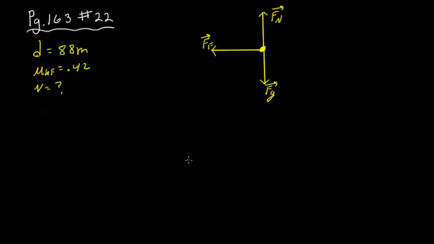So I've already kind of drawn the scenario for number 22 here just for the sake of time, but let's go ahead and read the problem. At an accident scene on a level road, investigators measure a car's skid mark to be 88 meters long. The accident occurred on a rainy day and the coefficient of kinetic friction was estimated to be 0.42. Use these data to determine the speed of the car when the driver slammed on the brakes.